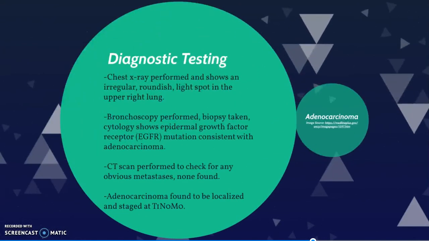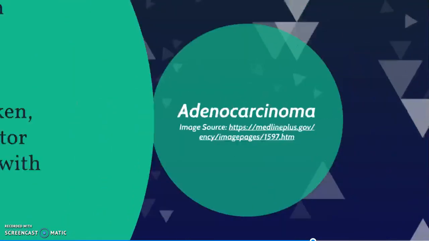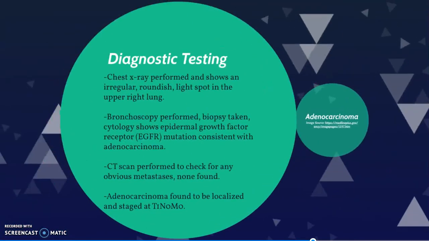For diagnostic testing, a chest x-ray was performed and shows an irregular roundish light spot in the upper right lung. You'll see that here in this x-ray here. Because of that finding, a bronchoscopy was performed, a biopsy was taken, and the cytology report shows EGFR mutations, which are consistent with adenocarcinoma. EGFR is the epidermal growth factor receptor.